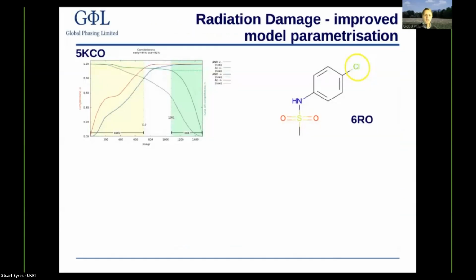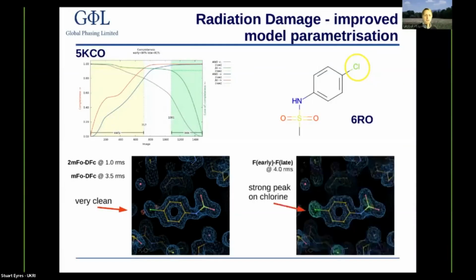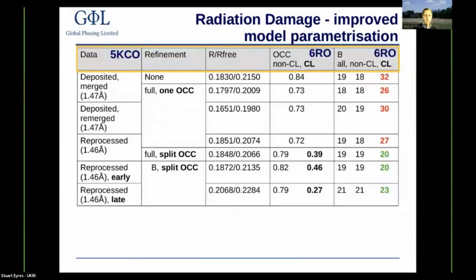Another example is 5KCO, where the bound compound now contains a chlorine atom. The electron density and difference density maps in the lower left picture are very clean, so parameterization of the model as deposited seems to be adequate to describe the model and match with the overall data. But the F early minus F late map shows a clear peak at the chlorine position, suggesting radiation damage. Should that have an impact on the parameterization we should use here?